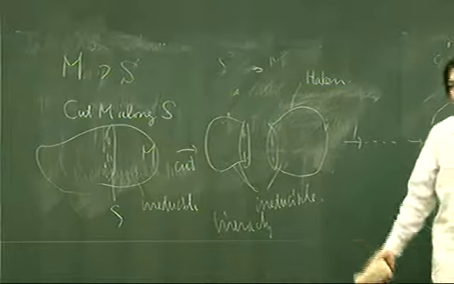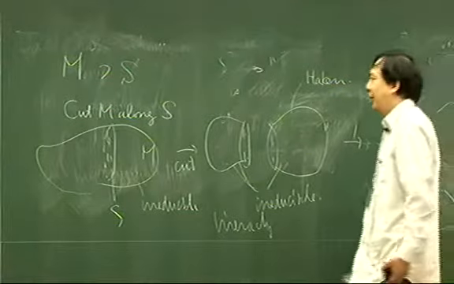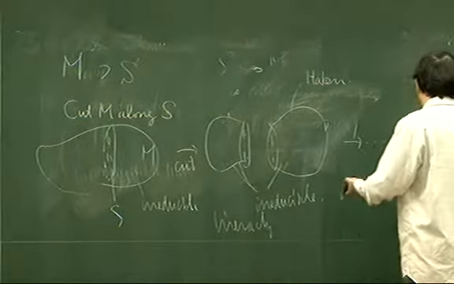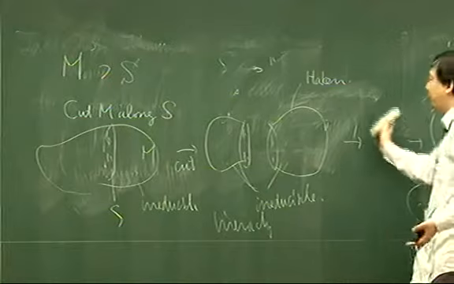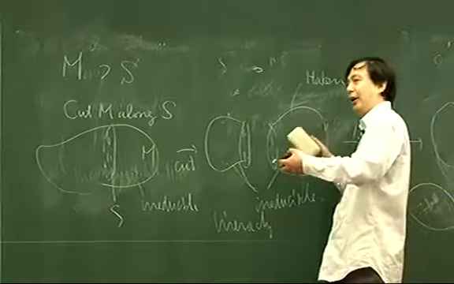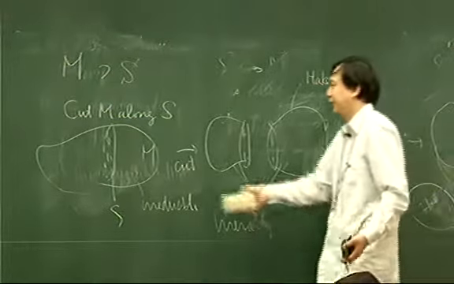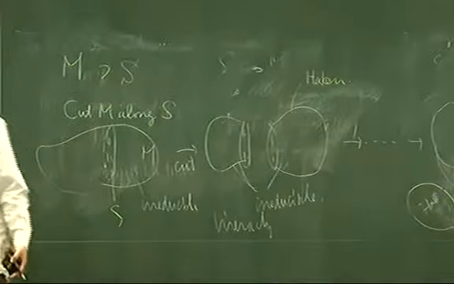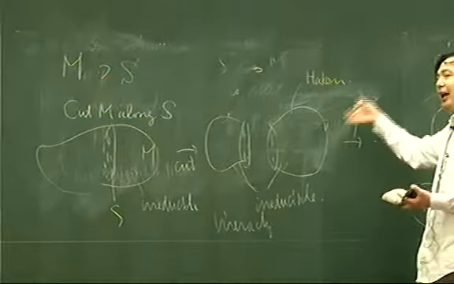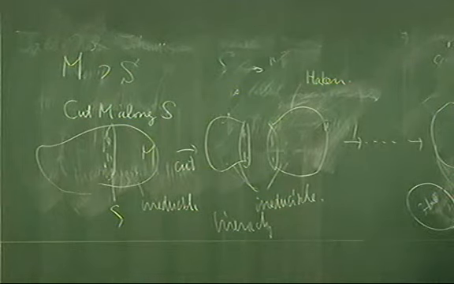So if you would like to prove something for general Haken manifolds, what you can do is to use induction. If you can prove something at the last stage, and if you can show that this condition is preserved under this operation, then you can show that it is true for general Haken manifolds. So the existence of this hierarchy guarantees that the induction works.